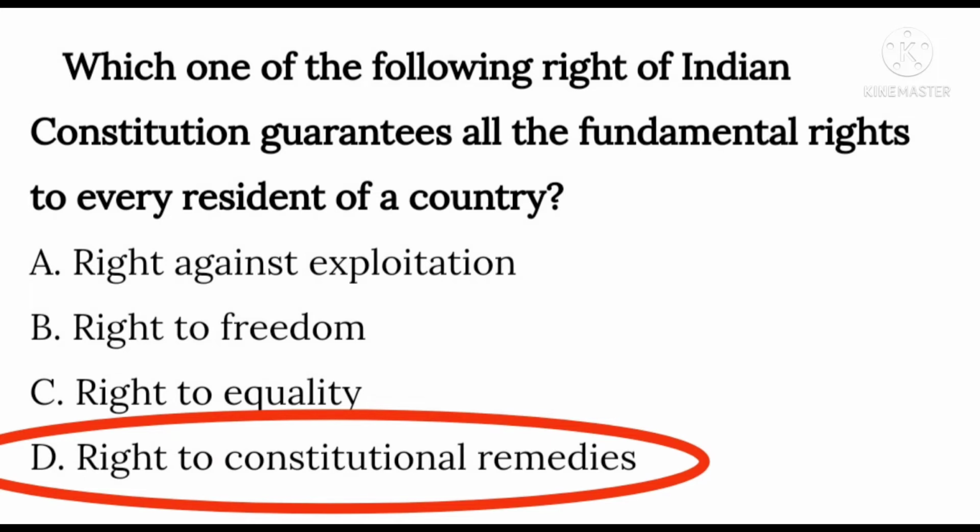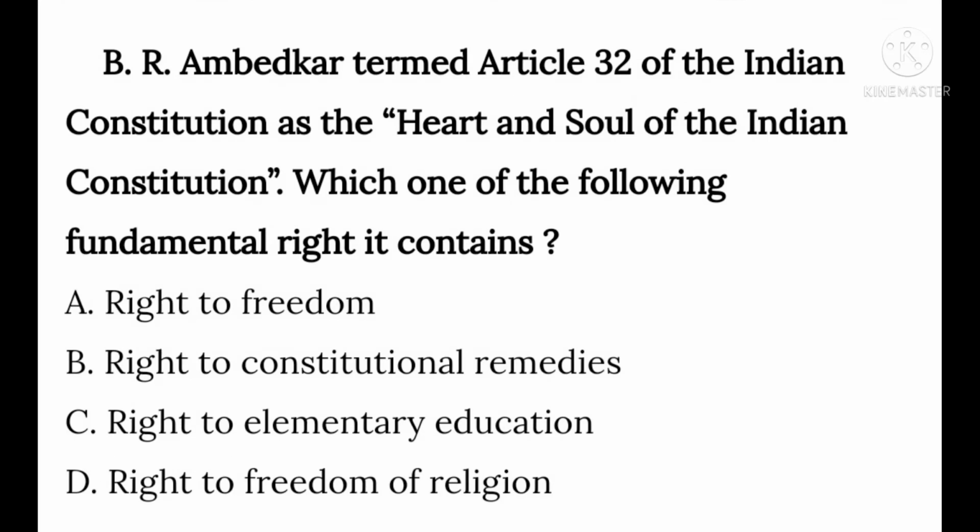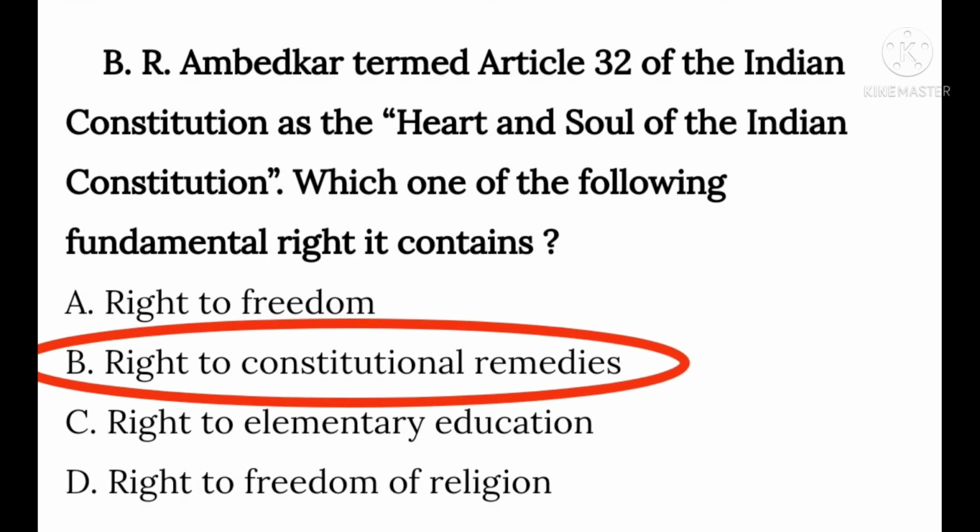Then the next question. B.R. Ambedkar termed Article 32 of the Indian Constitution as the heart and soul of the Indian Constitution. Which one of the following fundamental rights does it contain? Option A, right to freedom. Option B, right to constitutional remedies. Option C, right to elementary education. And option D, right to freedom of religion. It contains the right to constitutional remedies.